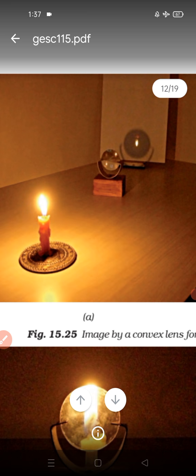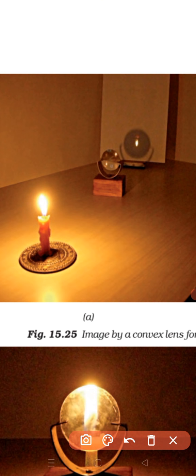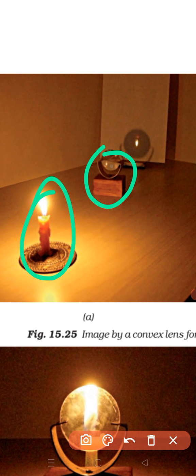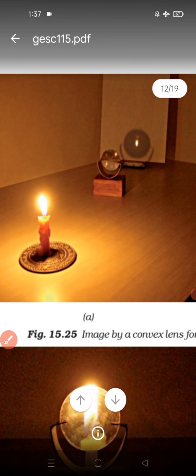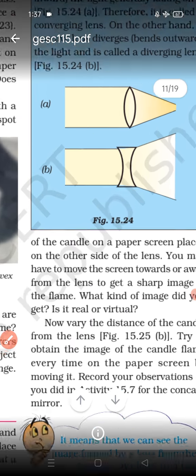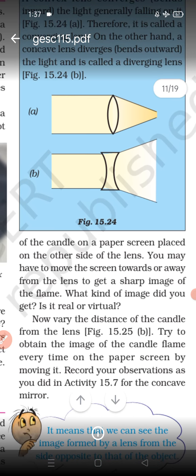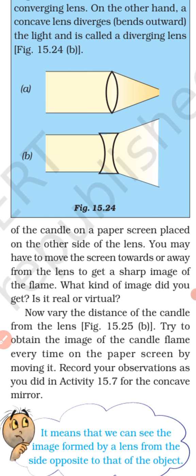That means you have to place the convex lens in between the object, that is the candle flame, and the screen. You have to place the lens in between these two things. Clear? You may have to move the screen towards or away from the lens to get a sharp image of the flame. What kind of image did you get? Is it real or virtual?